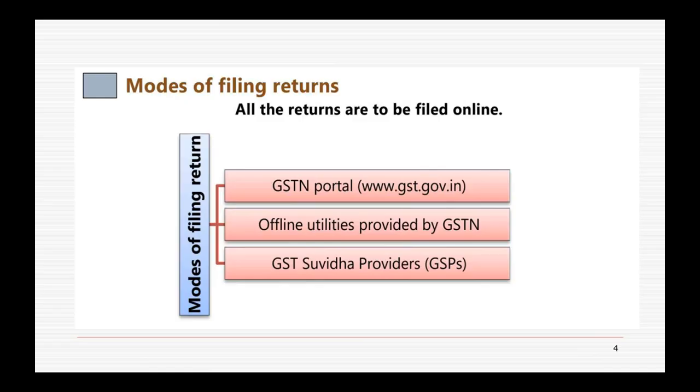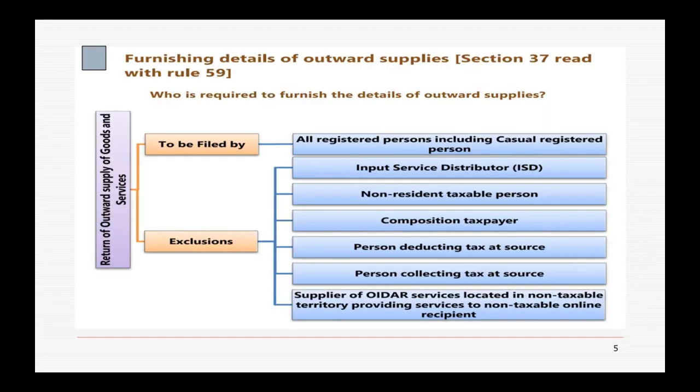Or you can do it through the GST Suvidha Providers. It has been listed; a list is available. A third-party agency through which you can also go for filing the return. And these returns have to be filed by all the registered persons, including casual persons, ISD distributors, non-resident taxable persons, composition taxpayers, TDS and TCS deductors or collectors, and OIDAR service providers. They are required to file.